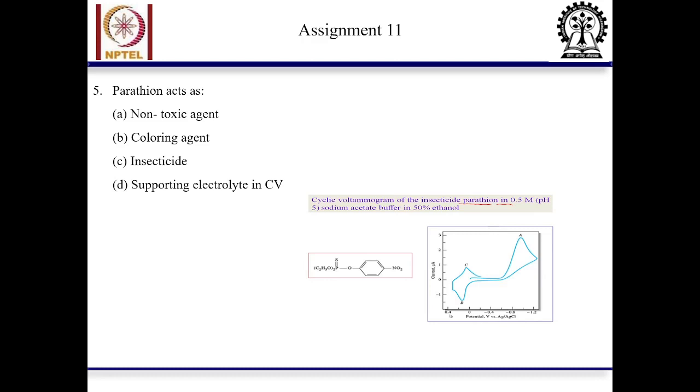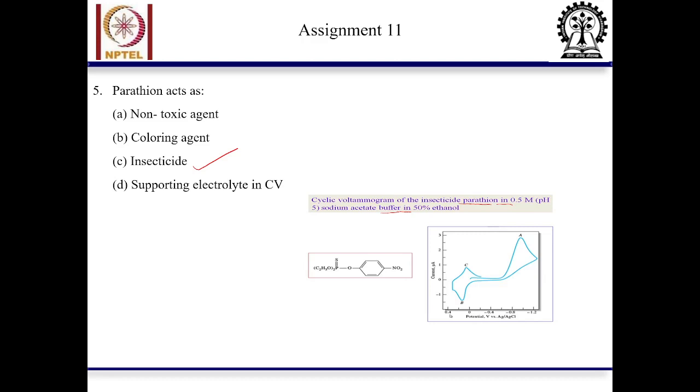Basically, it's a memory question. If you go into the literature and just search Google for cyclic voltammetry of this parathine, you can see a number of papers on it. It's an insecticide, and the interesting thing is that it's studied by cyclic voltammetry. The professor has already shown this cyclic voltammetry of parathine at 0.5 molar, pH 5 with sodium acetate buffer, so basically acetic acid and sodium acetate. Sorry, sodium hydroxide, in 50% ethanol.